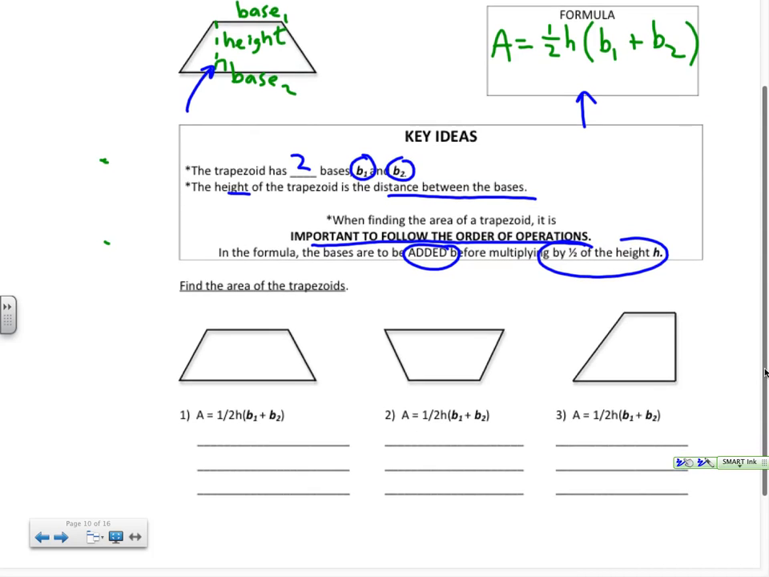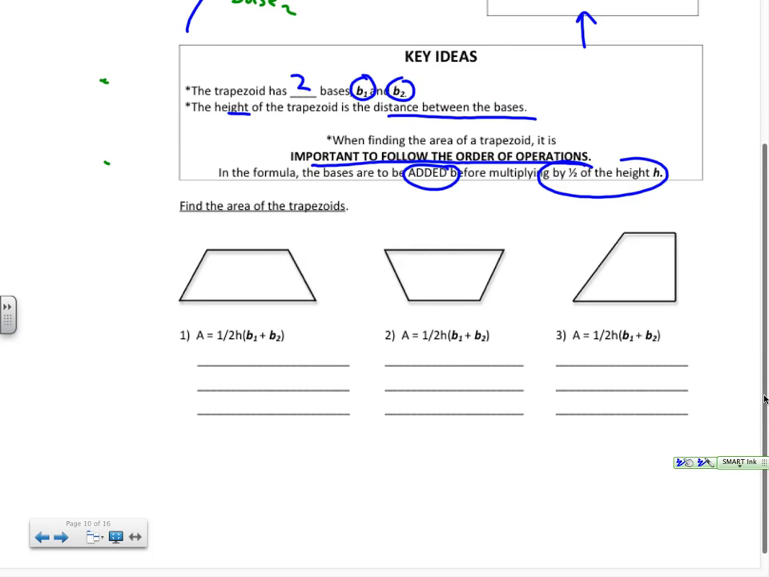So let's look at our first example. I'm going to label our first base, base 1, 7 centimeters. Base 2 will be 12 centimeters. And I'm going to show you the height on the outside of the trapezoid. This imaginary line here is between the two bases, and that height is 9.8 centimeters.